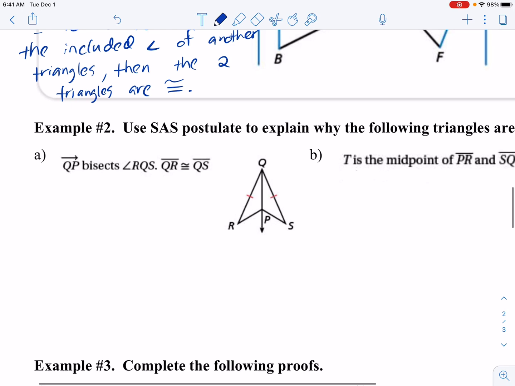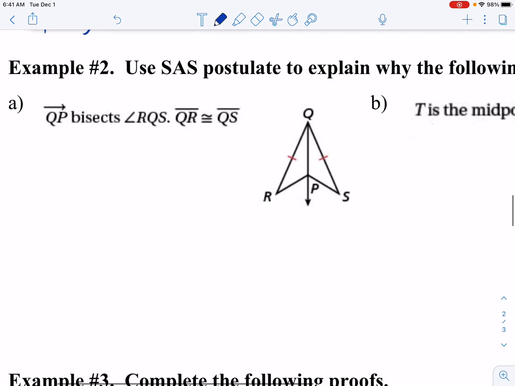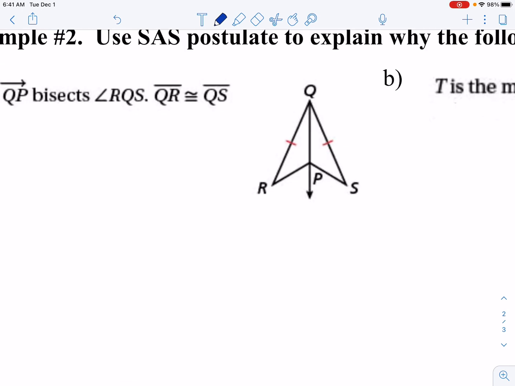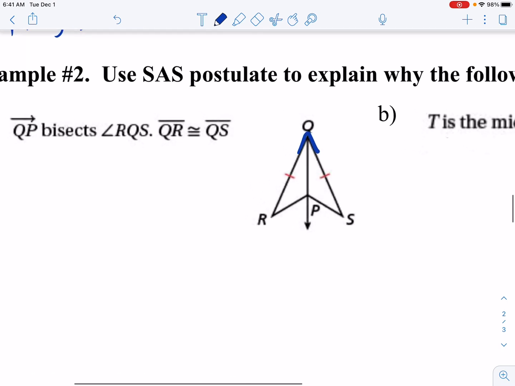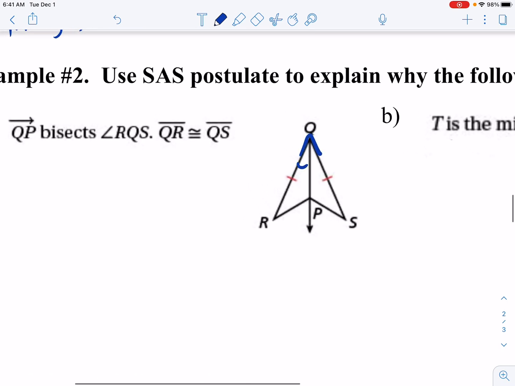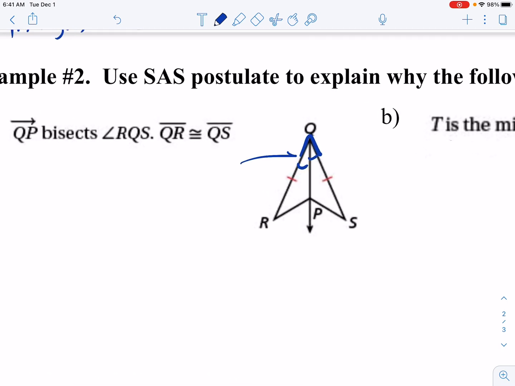In A, we are told that QP bisects angle RQS. Okay, well, here's angle RQS, and if QP is bisecting that angle, then these two angles would be congruent. That's our definition. If you need a reason, use that sheet. Definition of an angle bisector.